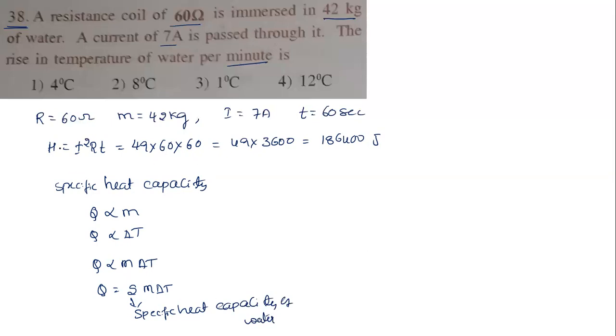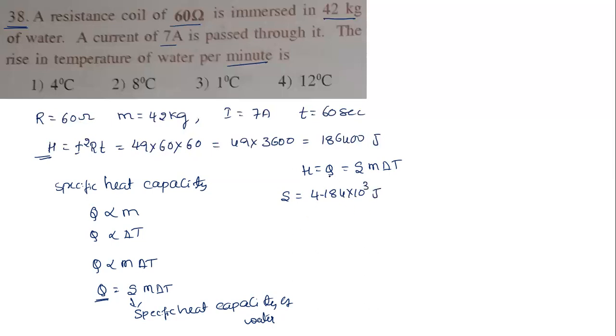The heat energy that is generated is equal to the heat energy absorbed by the water. So H must be equal to Q. That must be equal to S times M times delta T, where S is a standard value for water. How much is the specific heat capacity of water? It is 4.184 into 10 power 3 joule.